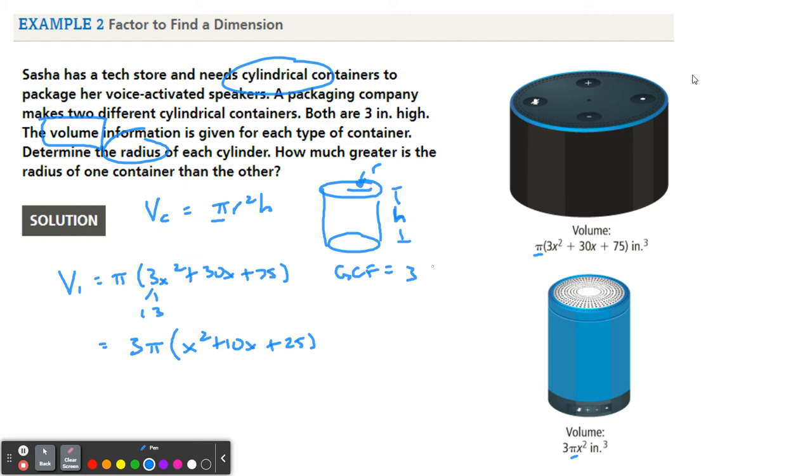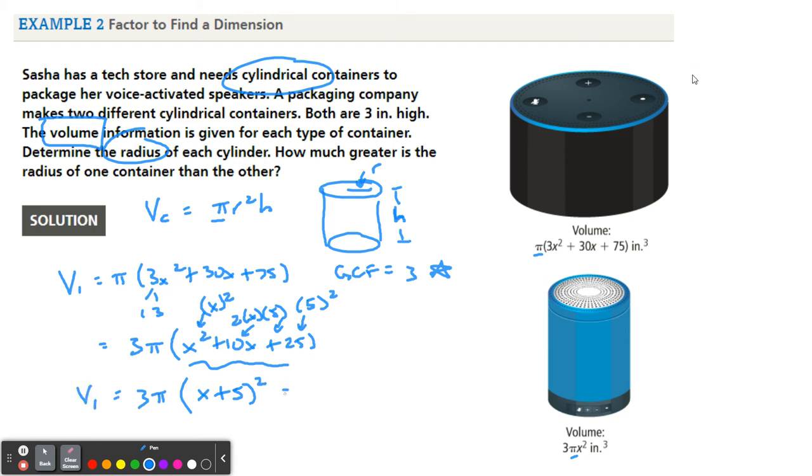That is very important. Now, is what's inside here a perfect square trinomial? Well, it is positive, x squared is a perfect square, and 25 is a perfect square, so I think it's going to be. Your a value is going to be x, because that's x squared. Your b value is going to be 5, since 5 squared is 25. Now, what is 2 times x times 5? It's 10x. So we're good. This is going to be 3 pi times (x plus 5) squared. That is your volume 1.